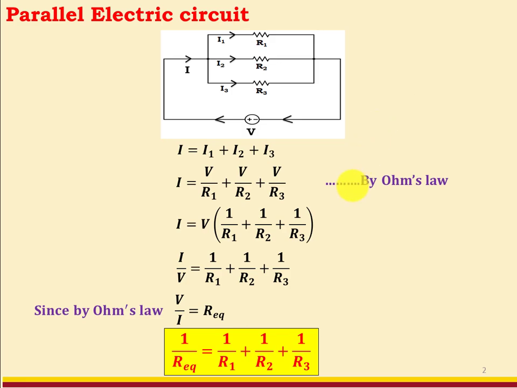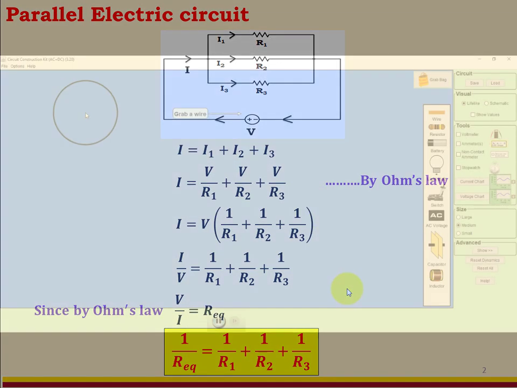So equivalent resistance is very important while simplifying a complicated network. Now let us understand this by PhET simulation, where we can get a visual representation of what's going on in the circuit. So let us switch over to the PhET simulation tool.